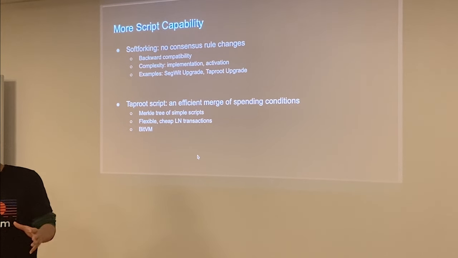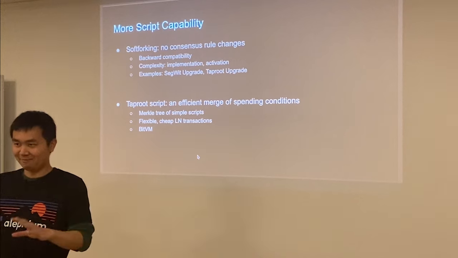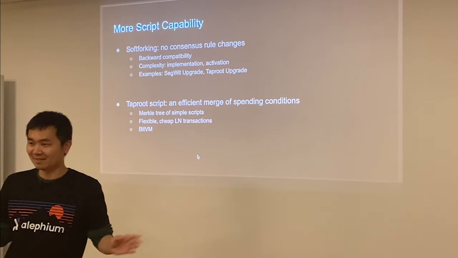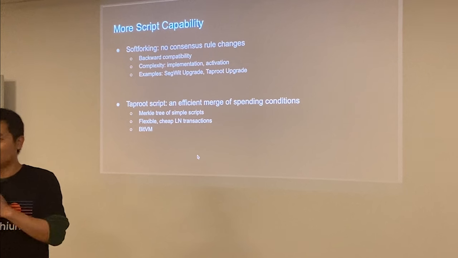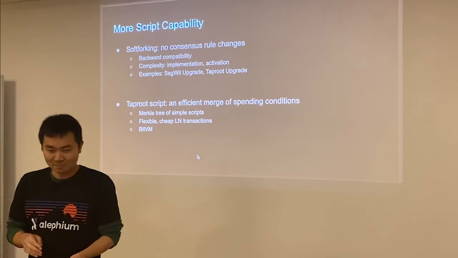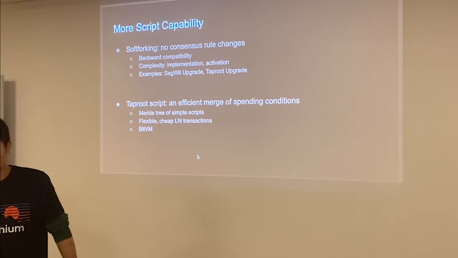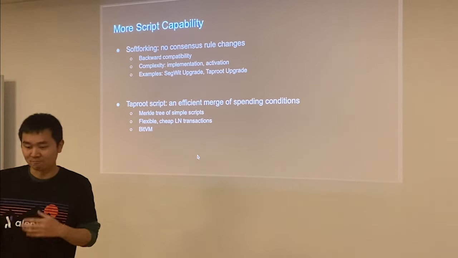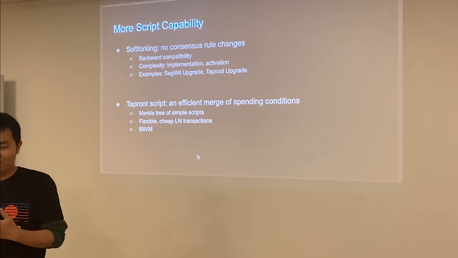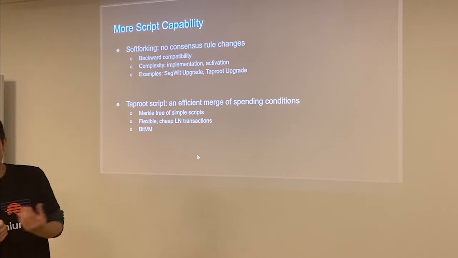So it means we need to upgrade Bitcoin somehow. But as you all know, for Bitcoin, it really is impossible to upgrade it. A hard fork is not really welcome in the community and in the ecosystem. So people have to do soft forking. It's a more hacky way to add new features into the ecosystem without breaking the consensus of Bitcoin.